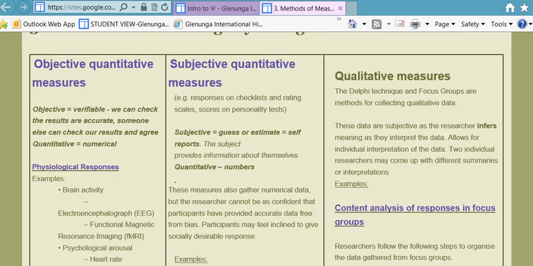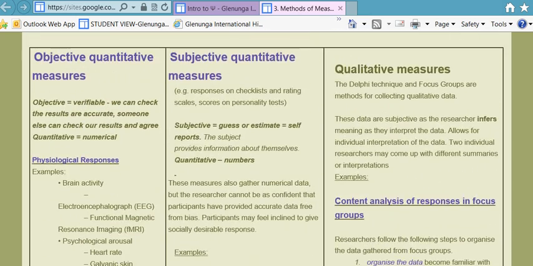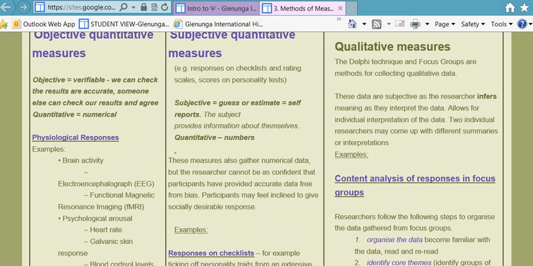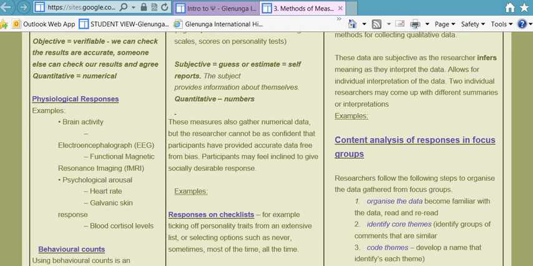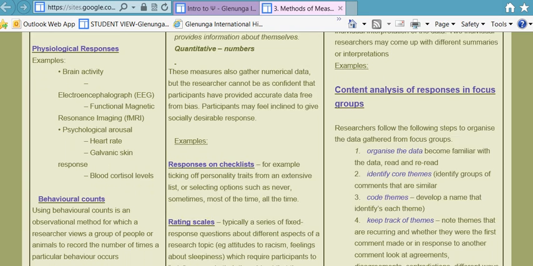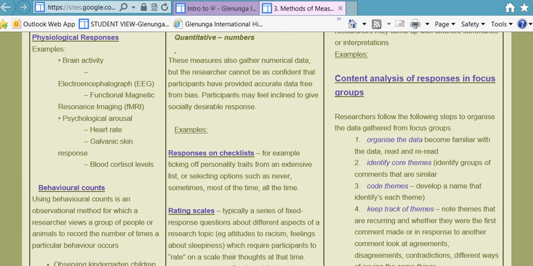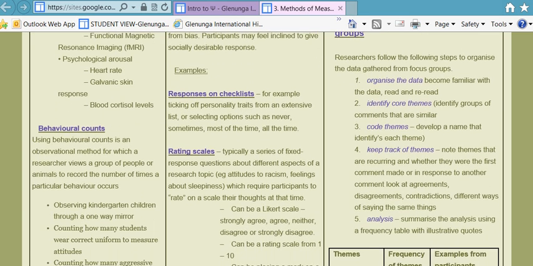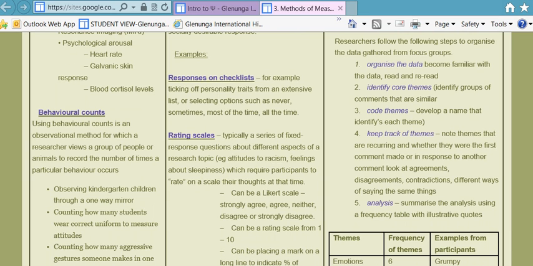Last but not least, I want us to discuss the qualitative measures I acquired through the Delphi technique and focus group. In these cases, the researcher is working with inferential meanings and tries to interpret, so can try to find themes and identify these core themes, code these themes, and keep track of the themes and compare people with the themes, and then analyze, find contradictions, different ways.